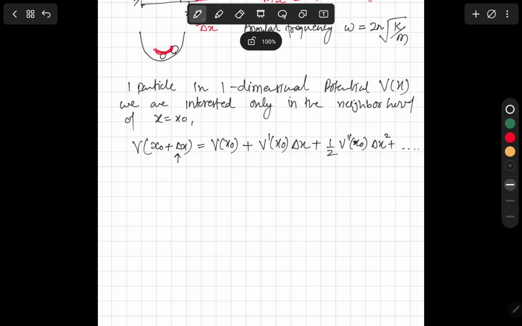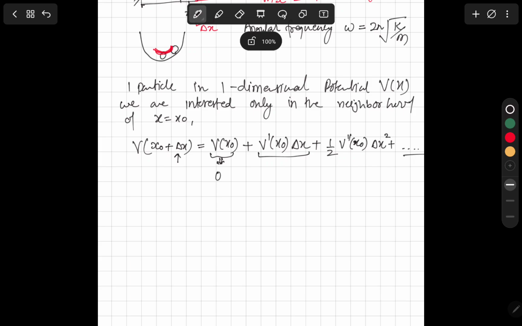Since we are only interested in small oscillations, we will ignore these higher order terms. First of all, this V of x naught is some constant value, so we can assign it any arbitrary value. Let's say we set it to be 0. It does not impact the overall problem.